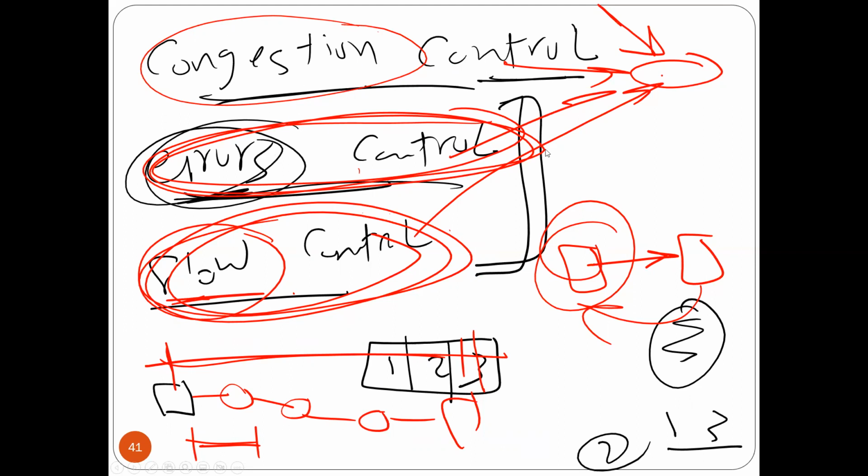Congestion control: a router is receiving data from different sources, from different computers, and I have to forward them. It's not about one computer overwhelming another computer. It's about too much data, and I'm not able to process all of it. You can think of it this way: many different computers transmit too much data to the router.